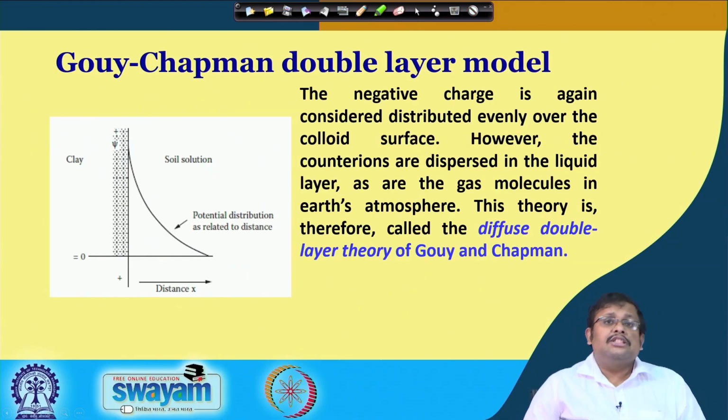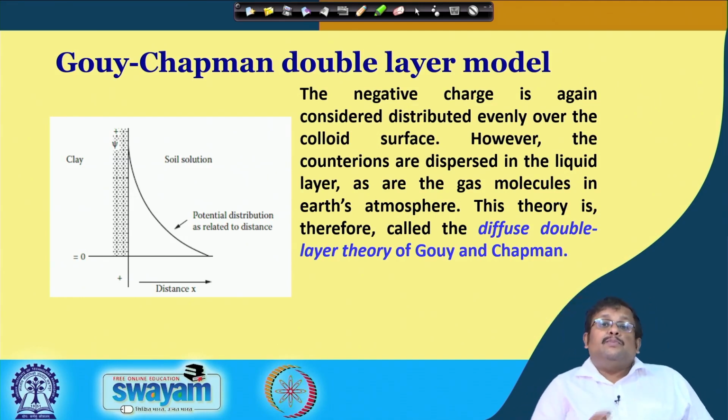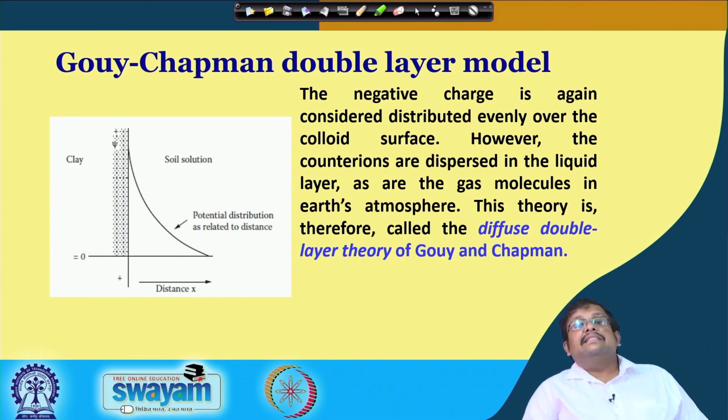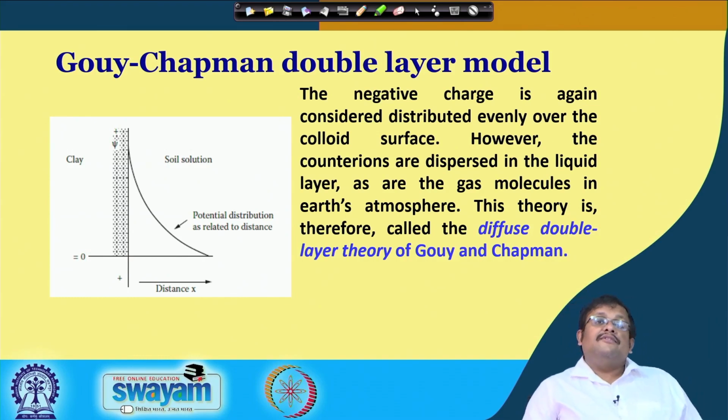Now, the second model is known as the Gouy-Chapman double layer model. In the Gouy-Chapman model, the negative charge is again considered to be distributed evenly over the colloid surface. However, the counter ions are dispersed into the liquid layer like gas molecules in the earth's atmosphere, and this theory is therefore known as the diffuse double layer theory of Gouy-Chapman.